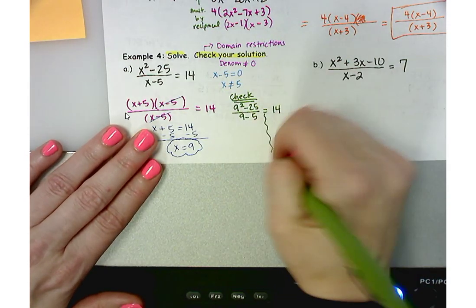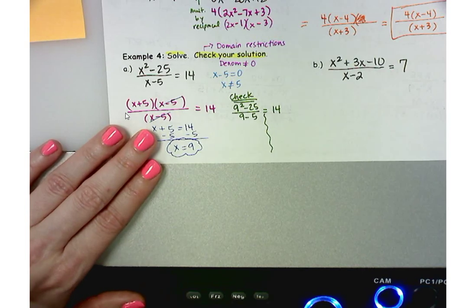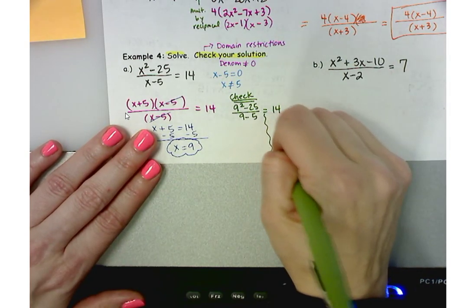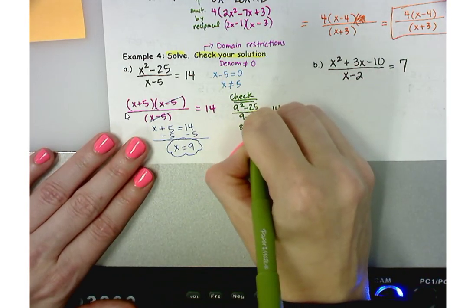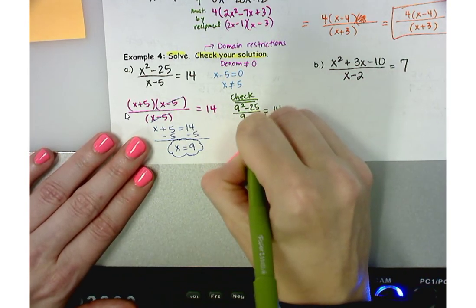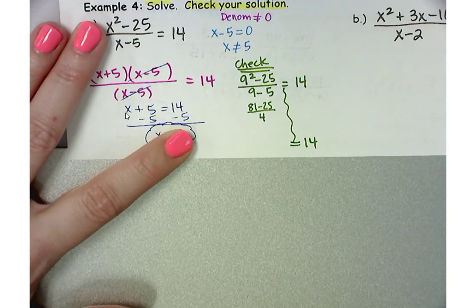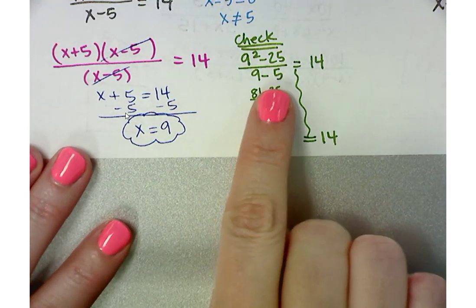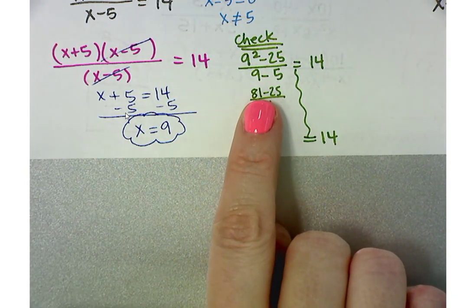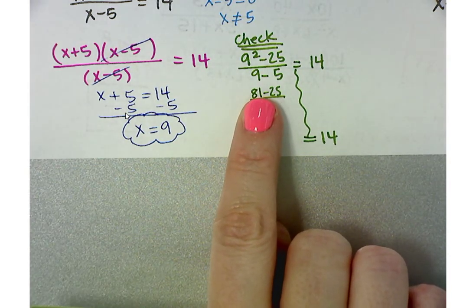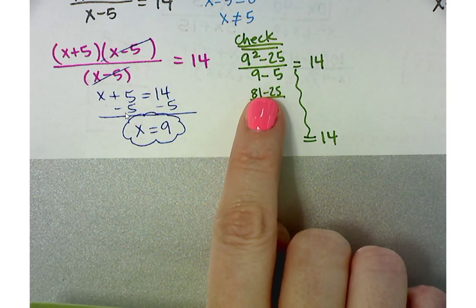So I know I want this to be 14. Instead of thinking of the division, isn't it a lot easier to think of it as 14 times 4? Because 10 times 4 is 40, and then 4 times 4 is 16. So when you add them together, do you get 56? Yes. So those are going to check. So your solution is x equals 9.